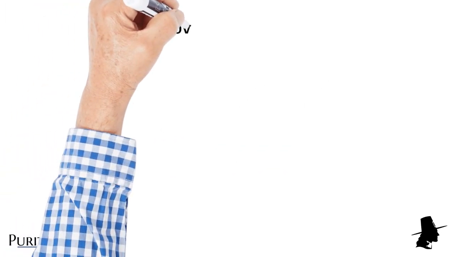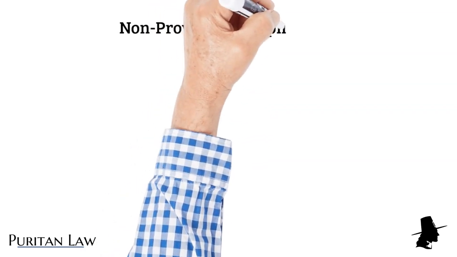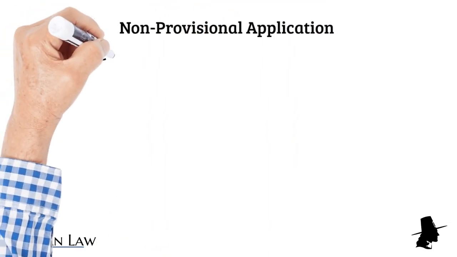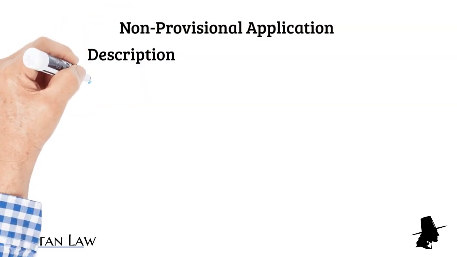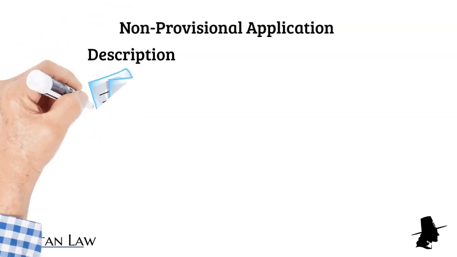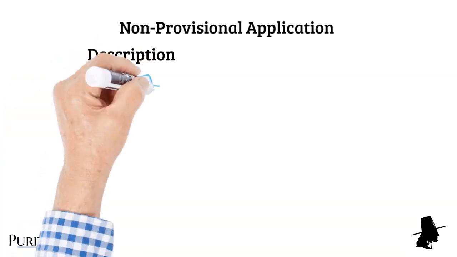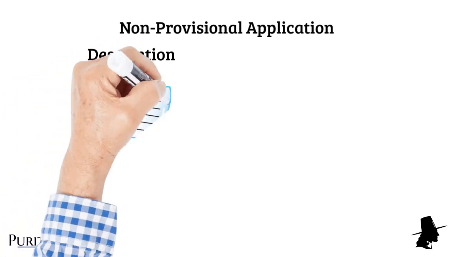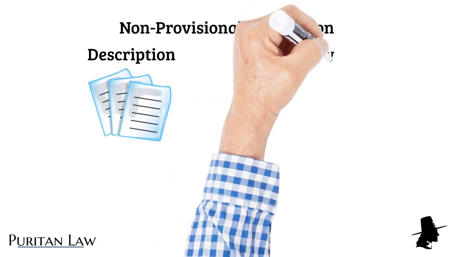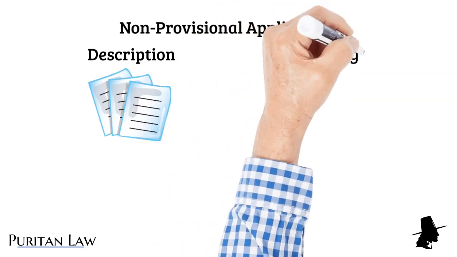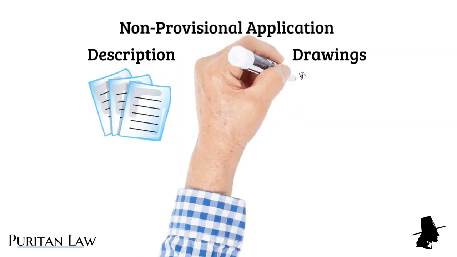So what does it take to meet the enablement requirement? To understand that, we need to understand what goes into a non-provisional application. A non-provisional application includes a written description written by a patent attorney or patent agent. These professionals know how to describe the invention in a way where the written description, supported by the drawings, teaches how to make and use the invention without undue experimentation.